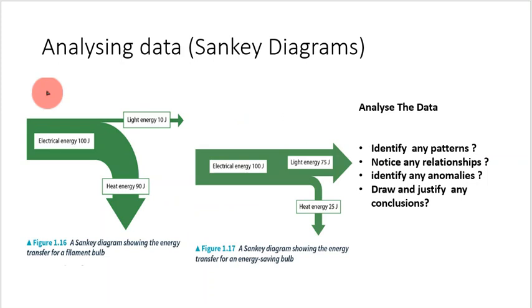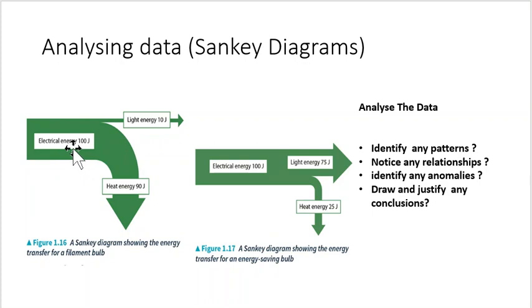So the next one here is what are known as Sankey diagrams. These are examples of these particular types of diagrams. What are we looking at? This one on the left is a diagram showing the energy transfer for a filament bulb. If you think of a normal bulb that has a filament in it, this looks at the energy that goes through it and the way that energy is used up.